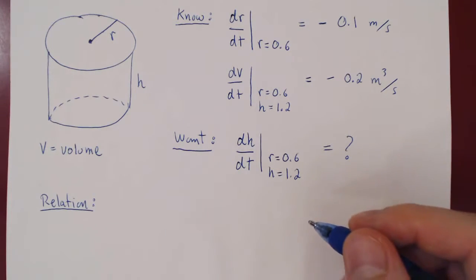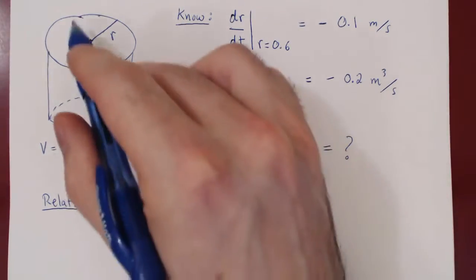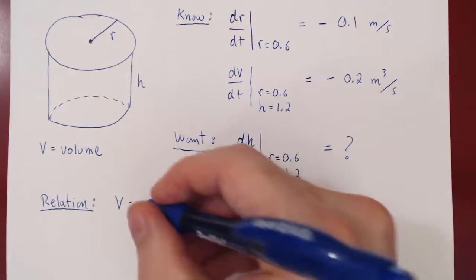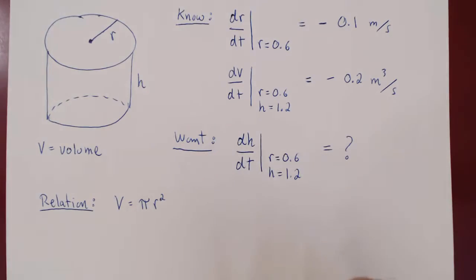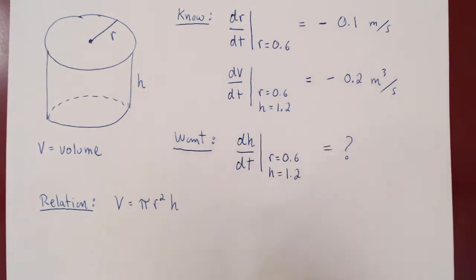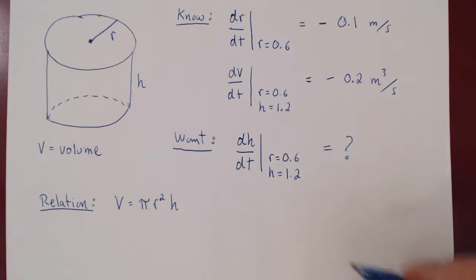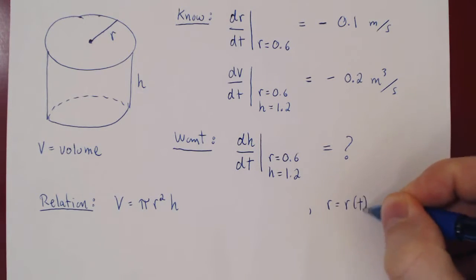Well, we know the volume of a cylinder is simply the area of the base. This is a circle of radius r, so the area of the base is pi r squared times the height, times h. And now we have a relation. We have related V with r and h. And keep in mind again that r is a function of t.